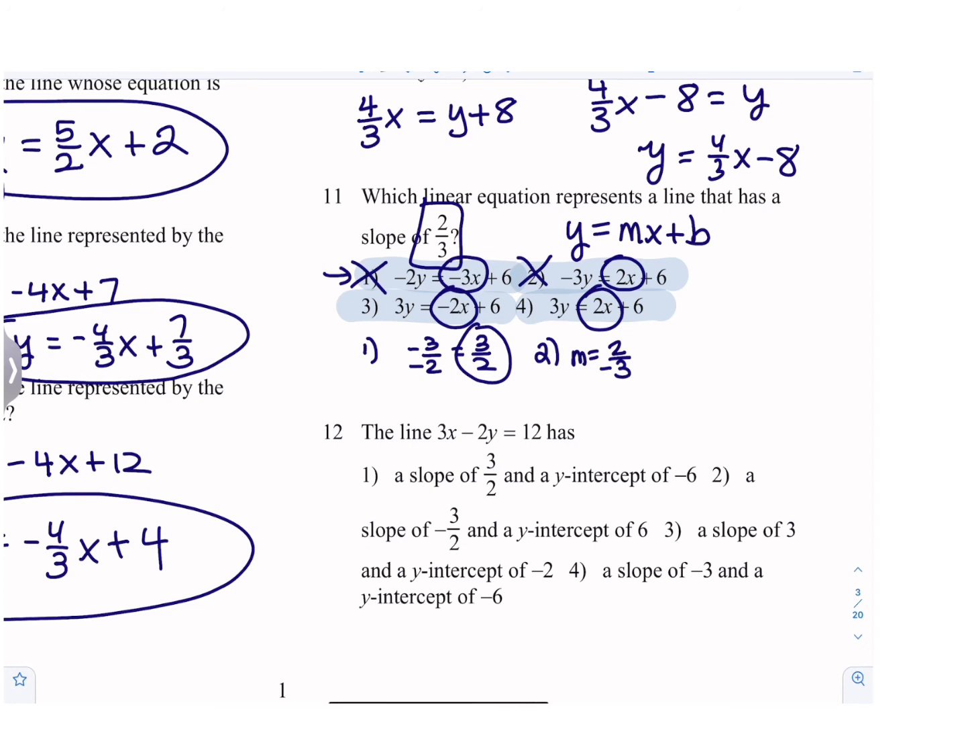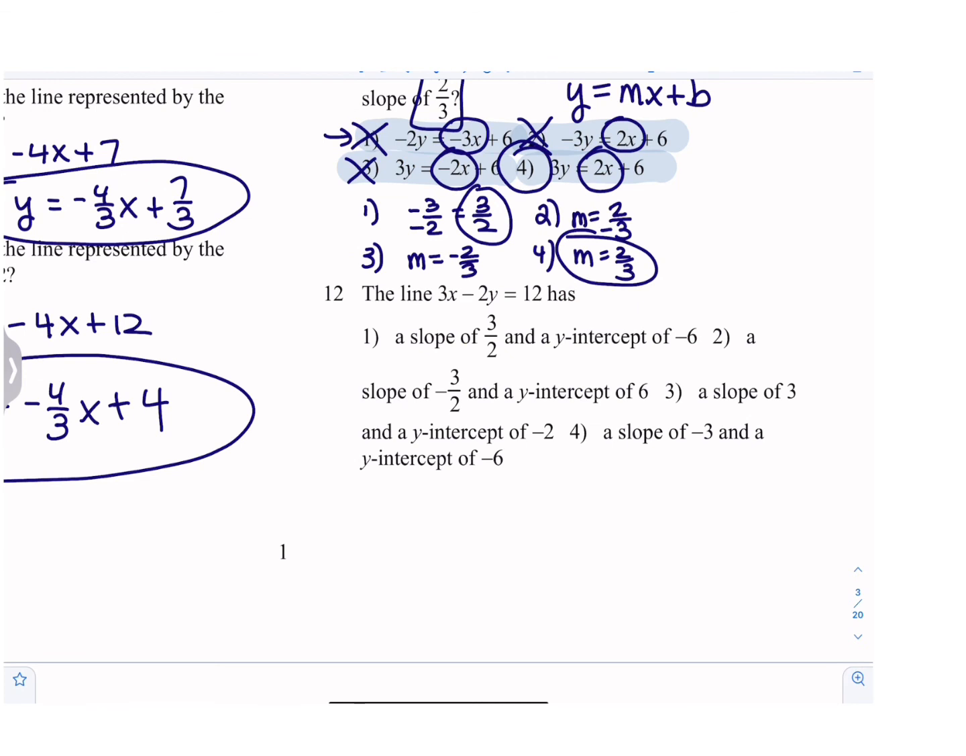Number 3, if I divide the number in front of x by 3, I'll have a slope of negative 2/3. And again, that's negative, so that's not what I want. And finally, in choice 4, if I divide the number in front of x by 3, or everything else by 3, I'll get a slope of 2/3, and that is what I want. So choice 4 for number 11 is the correct one.